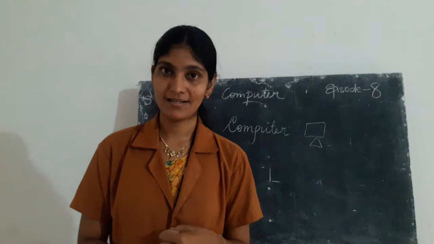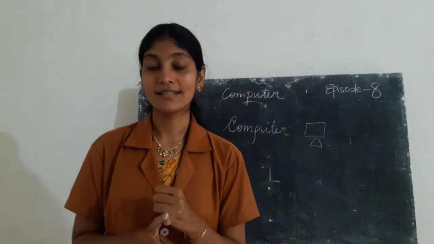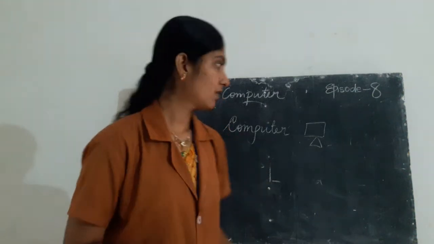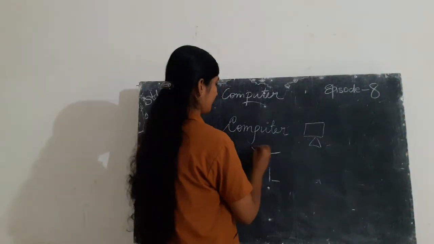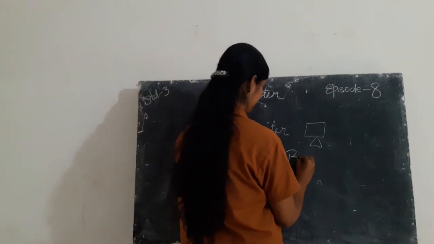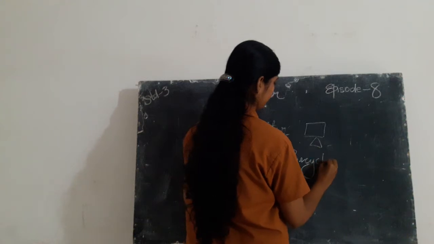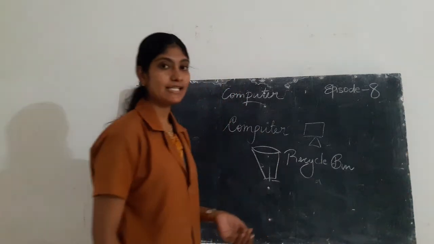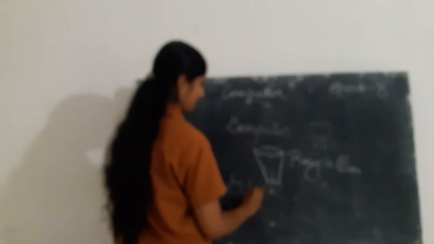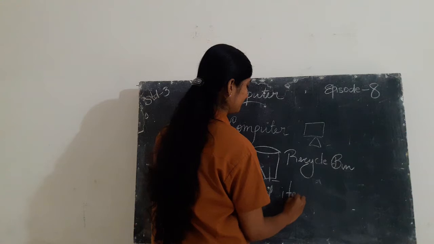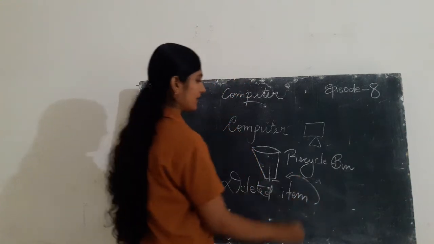So in our computer, where do deleted items go? Recycle bin. This is the recycle bin. Deleted items go to the recycle bin.